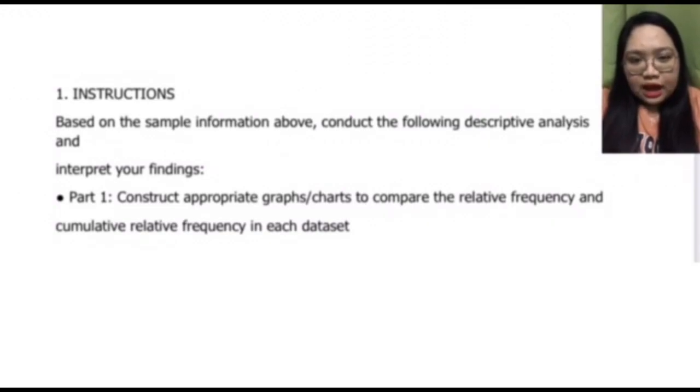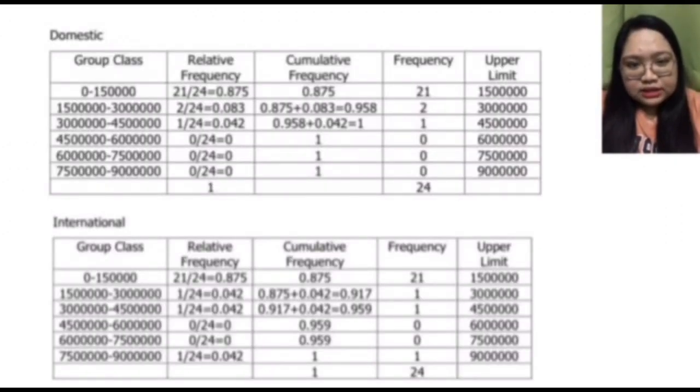BT12703. Today, I will present assignment 1, part 1, construct appropriate graph or chart to compare the relative frequency and the cumulative relative frequency in each database. Firstly, we need to find a class of interval and we need to find a frequency for domestic and international. The total frequency of domestic and international is 24.